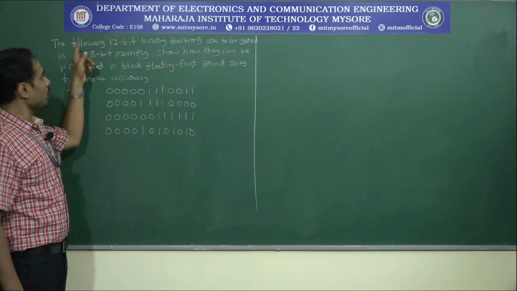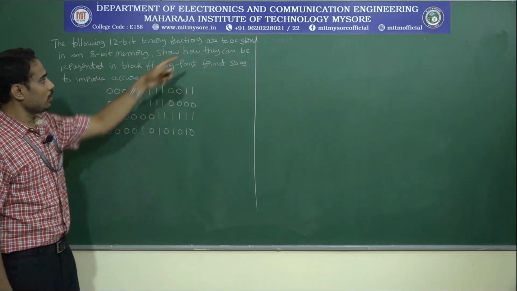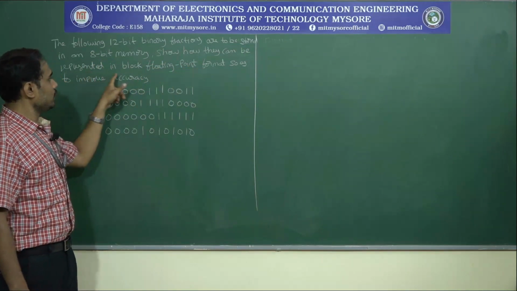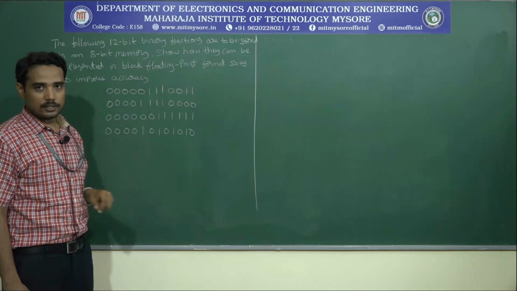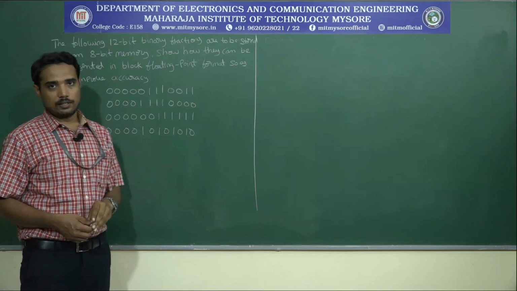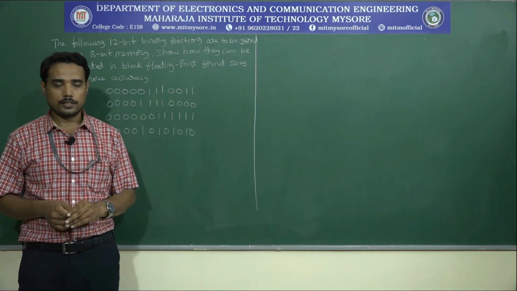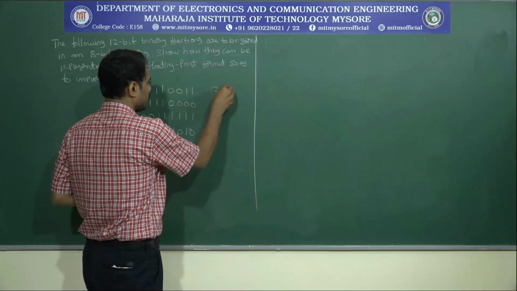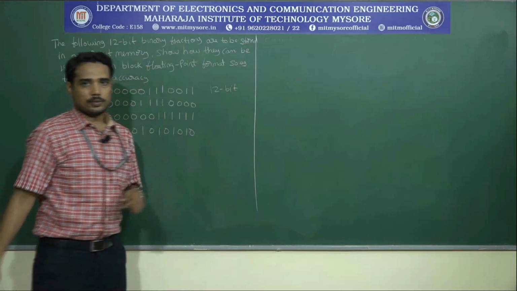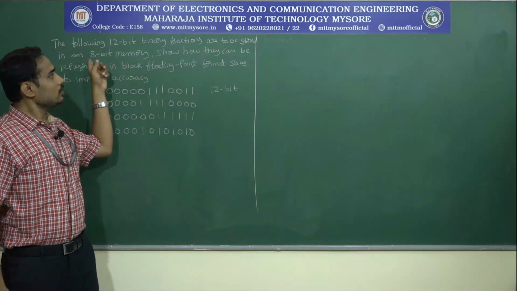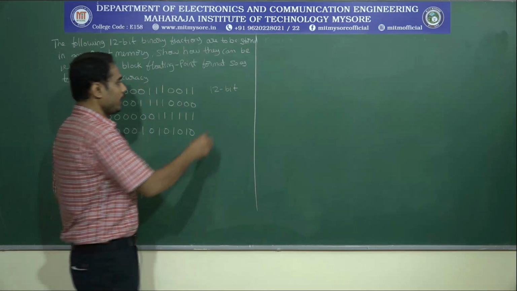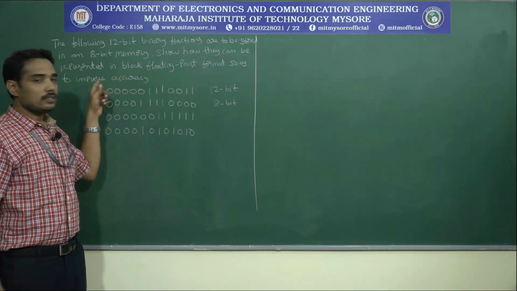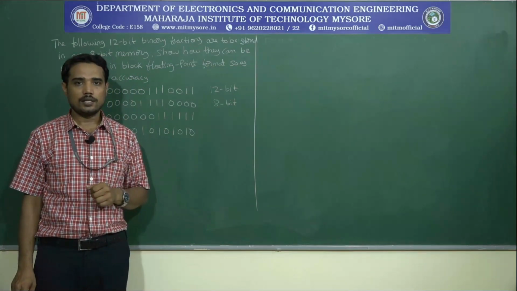Here the problem says the following 12-bit binary fractions are to be stored in an 8-bit memory. Show how they can be represented in block floating point format so as to improve the accuracy. Here the given data is in terms of 12-bit representation, but they are asking to store the same using 8 bits such that there is no loss in accuracy of the number.